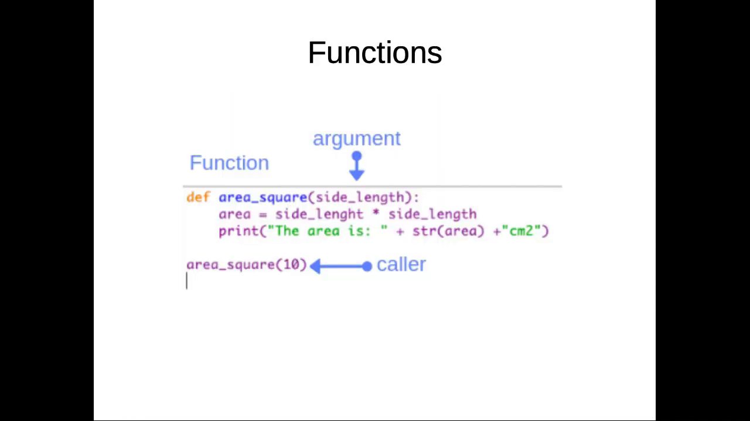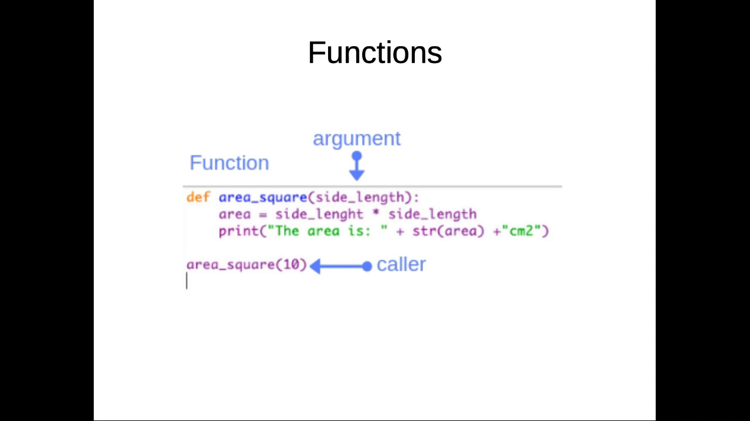We could define a function named area square with an argument side length, which will calculate the area of a square for a given side length and print it. This allows us to calculate the area for multiple side lengths. In this example, I used 10, but you could pass any other value.